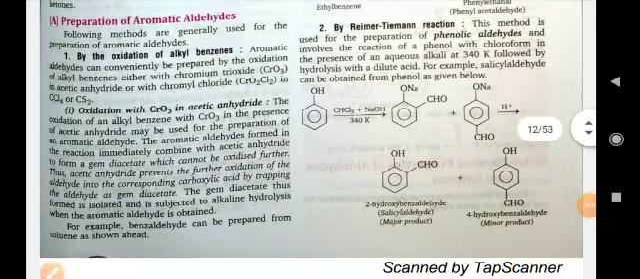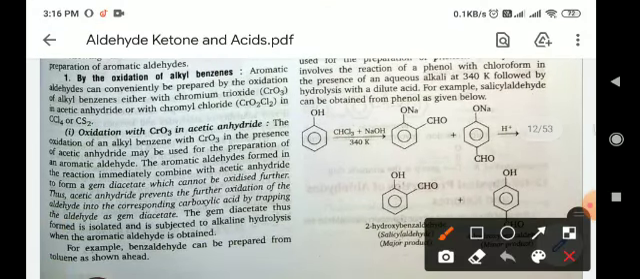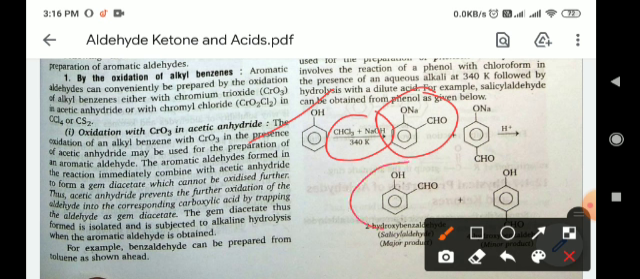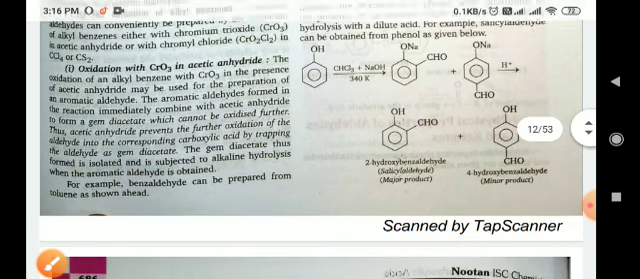And next, a very important reaction is the Reimer-Tiemann reaction, in which phenol is reacted with chloroform CHCl3 plus NaOH, gives this intermediate product, and after acid catalysis gives aldehyde. Ortho and para both products will form in this reaction.